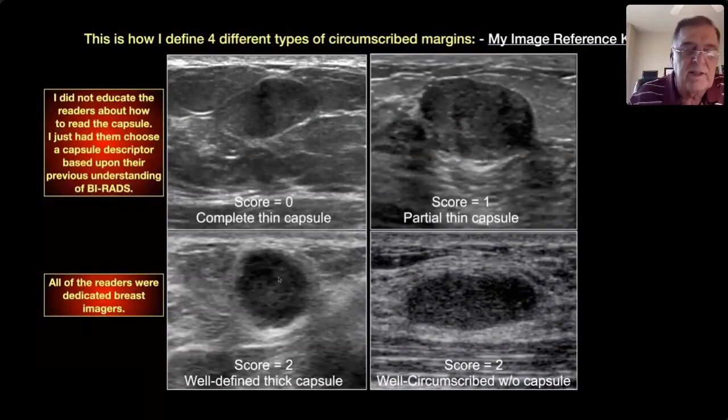The score of 2 is I have a well-defined echogenic capsule, but it's a little thicker than normal. Usually these are post-inflammatory, but occasionally they can represent cancer. So basically, the current ACR definition is all the way up at 2. I've got 3 scores that have lower likelihood of malignancy than the current ACR classification.